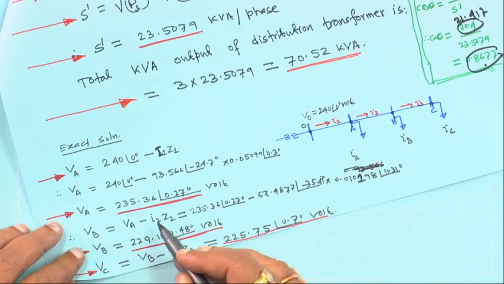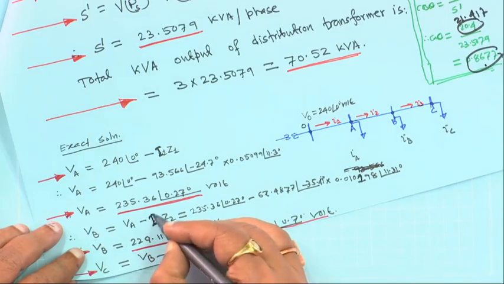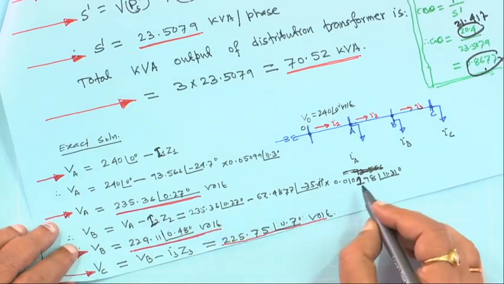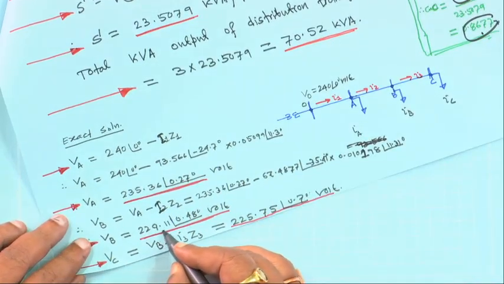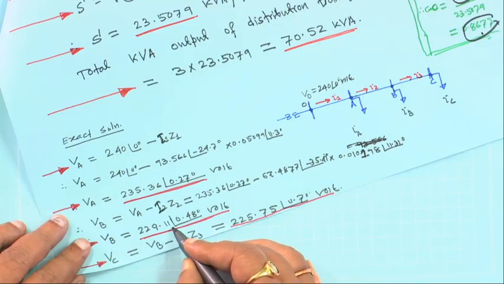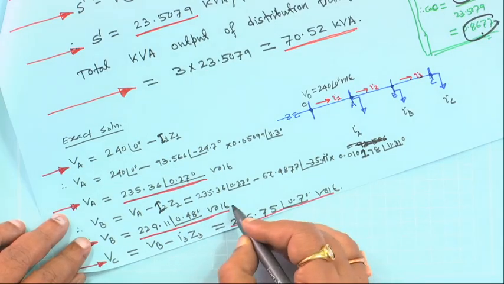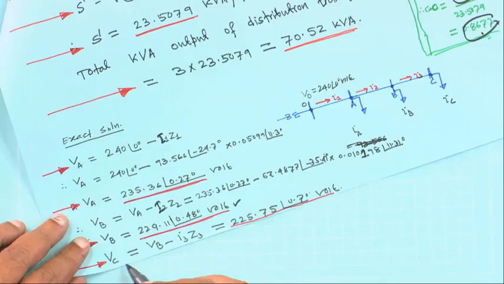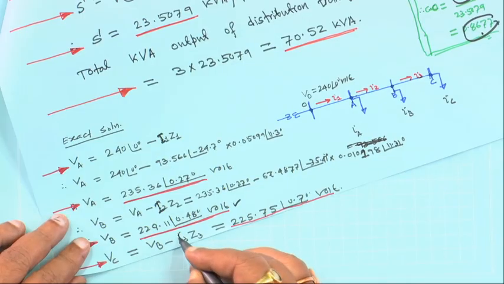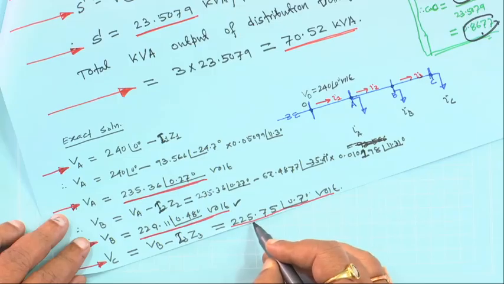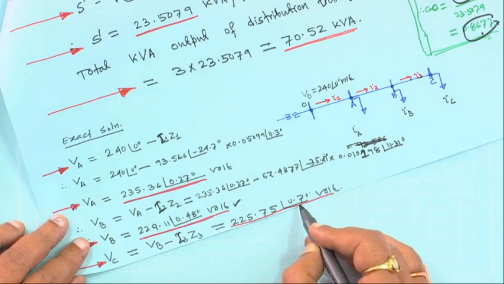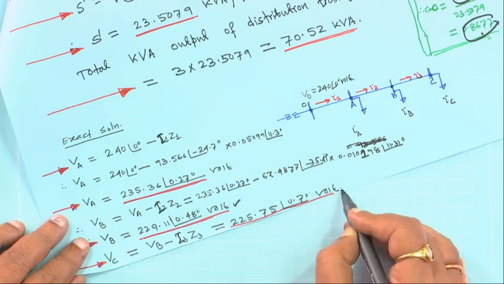Similarly, VB is equal to VA minus capital I2 Z2. If you simplify, VB will become 229.11 angle 0.48 degree volt, right. Similarly, VC is equal to VB minus I3 Z3. You substitute this VB value and I3 Z3 value, and you will get 225.75 angle 0.7 degree volt, right.